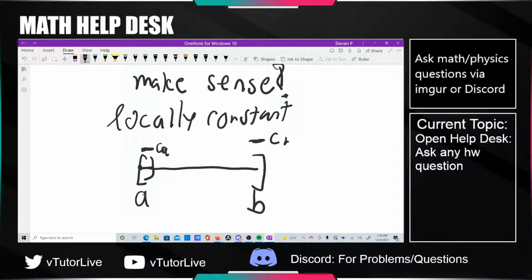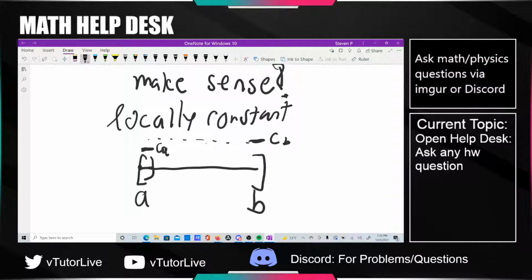And notice how I drew them at slightly different heights to indicate that they may or may not actually be the same value. It's not very clear right now, right? It might be possible that CB is a little bit greater than CA or a little bit less than CA. It's not immediately clear from the definition itself whether they're going to be the same value. It turns out that, in fact, they will be, and that's where the bulk of this proof comes from.